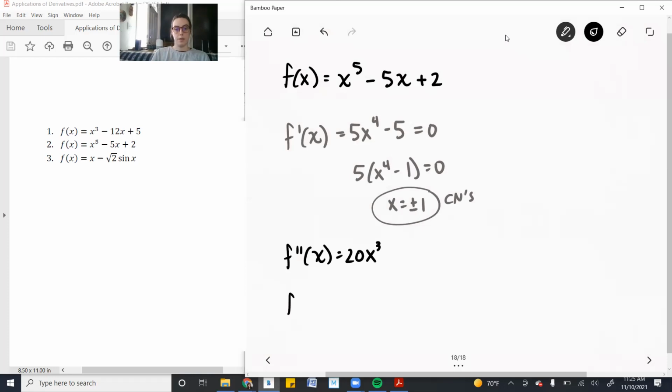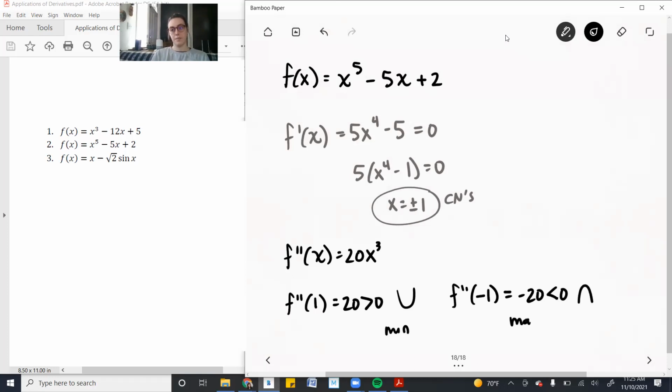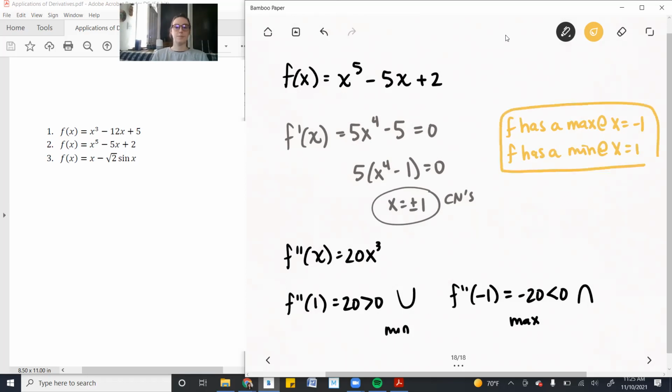So f double prime of 1 is going to be 20. That's positive. So concave up is going to be a min. And f double prime of -1, that's going to be -20, which is negative. So concave down, that's going to be a max. So I can say f has a max at -1, and f has a min at 1. Ta-da!